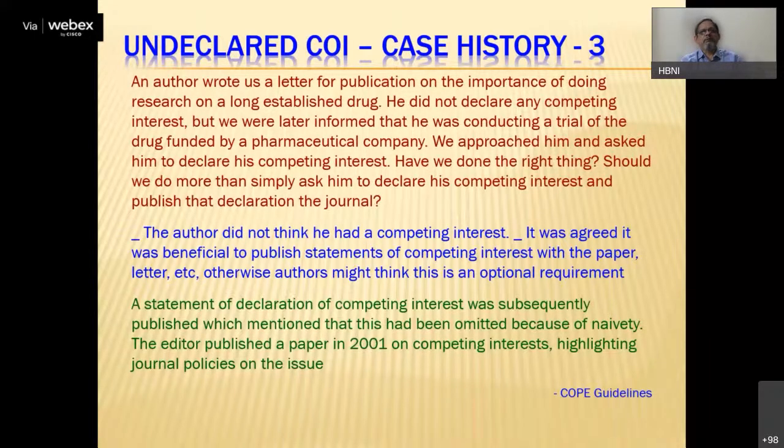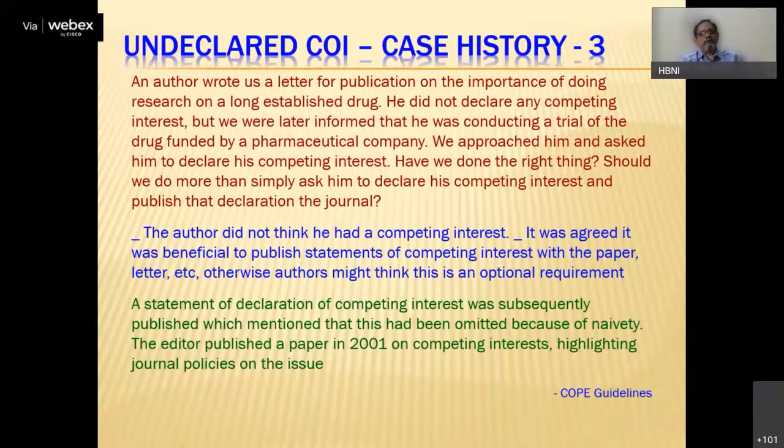So that means along with any manuscript which is submitted, it is mandatory to fill up the competing interest form. Whether or not you have an interest, you have to declare either that you have an interest or that you don't have an interest. So it's not an optional requirement, it's a mandatory requirement.